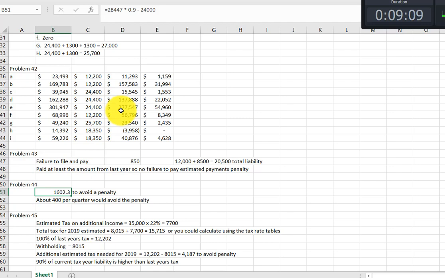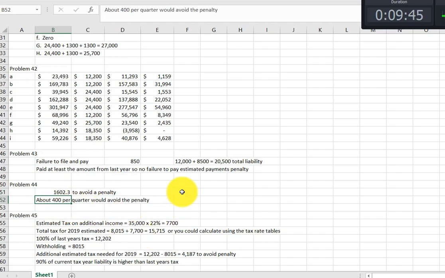Then we have a situation again with how much they've already paid in, and to avoid a penalty. So remember, it's 90% of the current year, or in this case where he's 155 this year, it could be 110% of last year's. Well, that would have been more than the 90% of the current year. So we're going to use the 28,447 times 90%, and then subtract out the 24,000 we've paid in withholding, and he would have had to have made $1,602 approximately, or $400 per quarter.